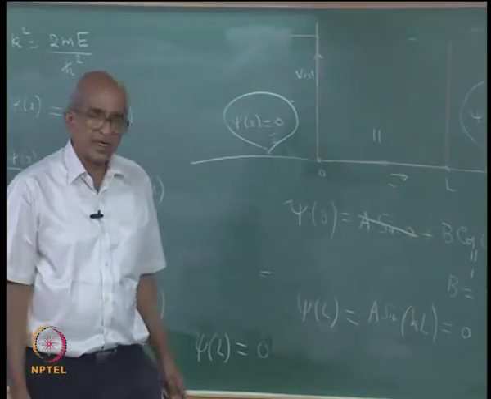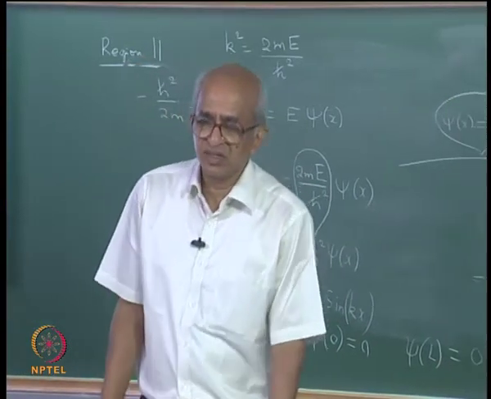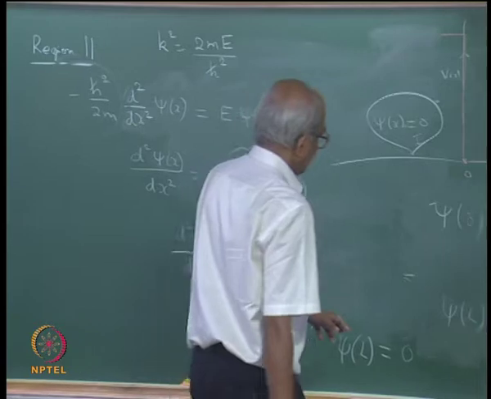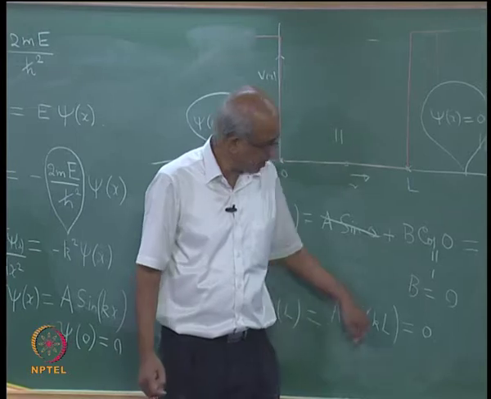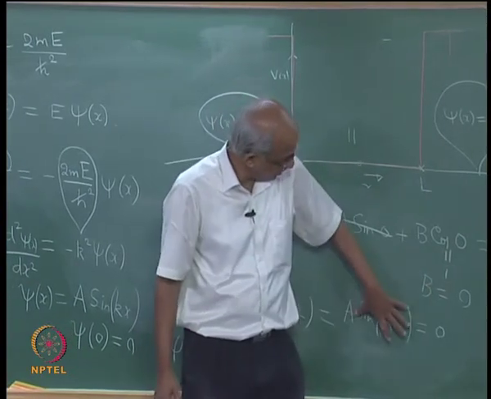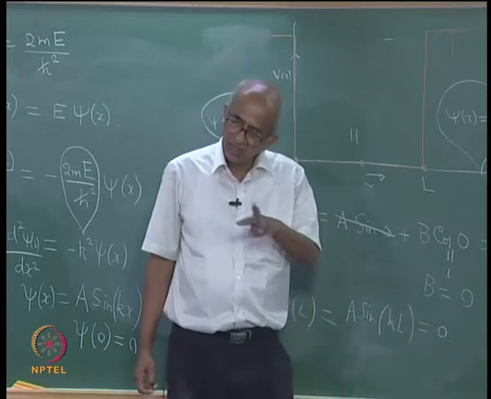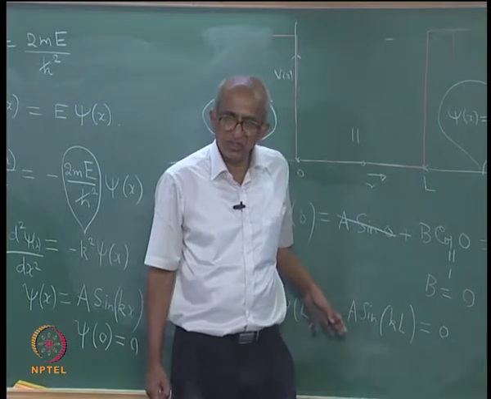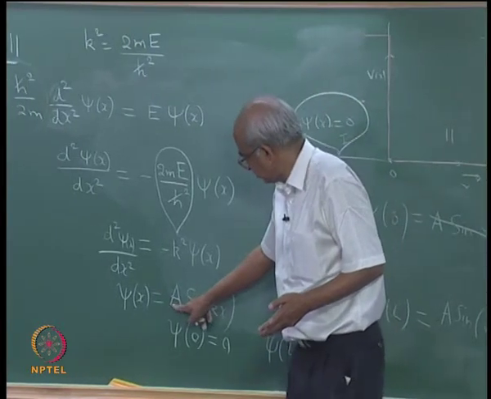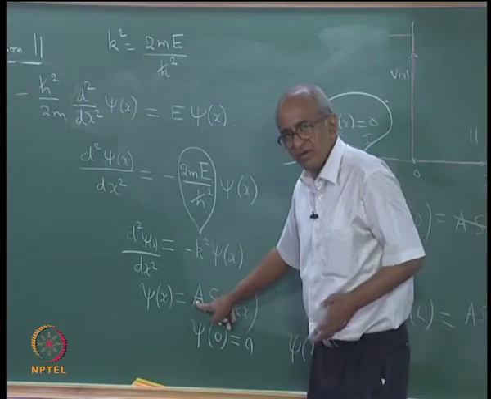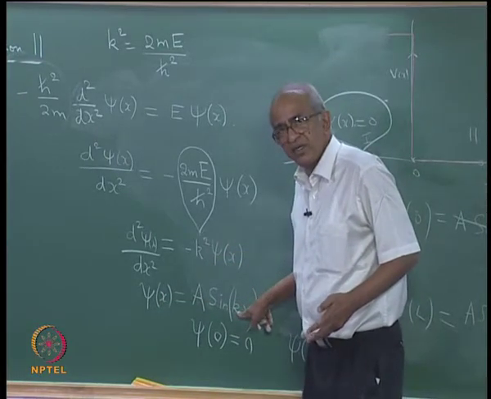If a product like A sin kL is equal to 0, then what are the possibilities? There are two possibilities: either sin kL can be 0 or A can be 0. But suppose I choose the possibility that A is equal to 0. Then what will happen? You see, if A is equal to 0, you will have to put that value of A here. That means your psi will be 0 even within the box.